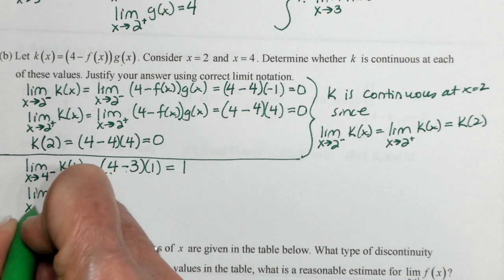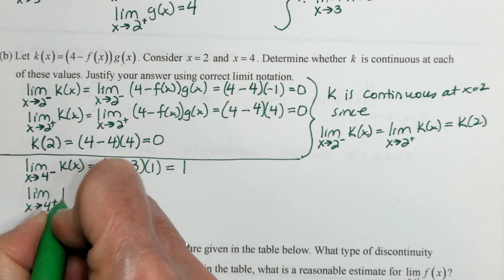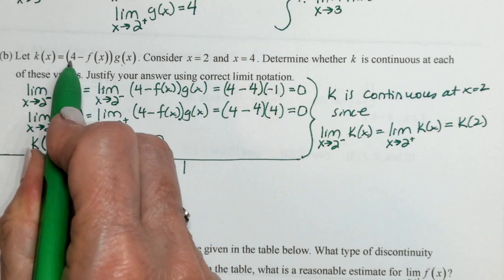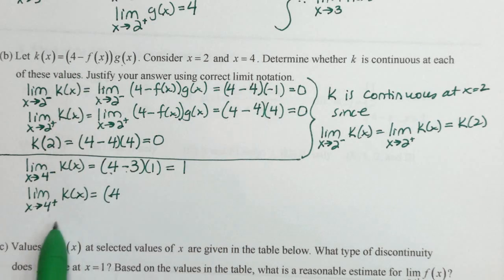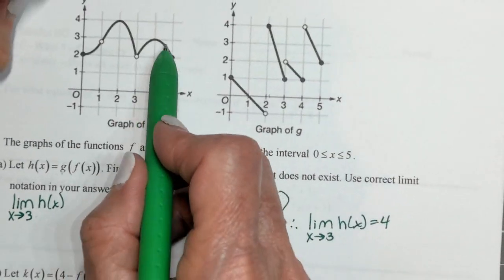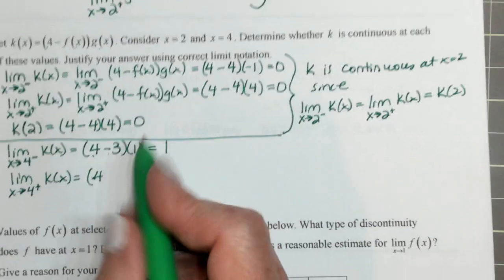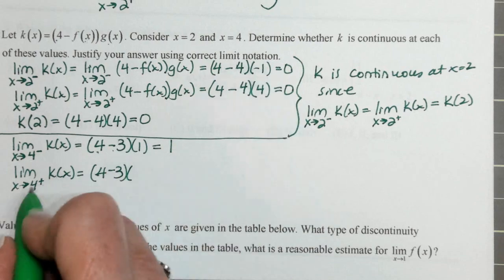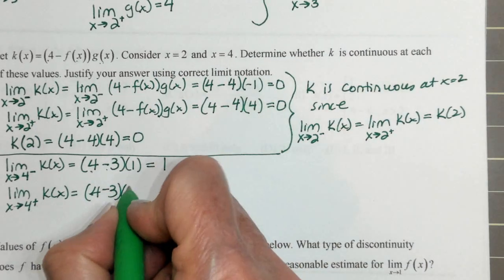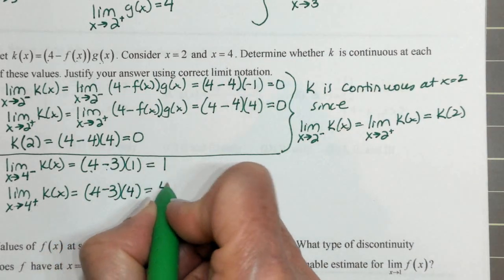The limit as x approaches 4 from the right of k of x. 4 from the right. So I have my 4. Now what is 4 from the right of f of x? That's 3. 4 from the right of g of x is 4. And that is equal to 4.